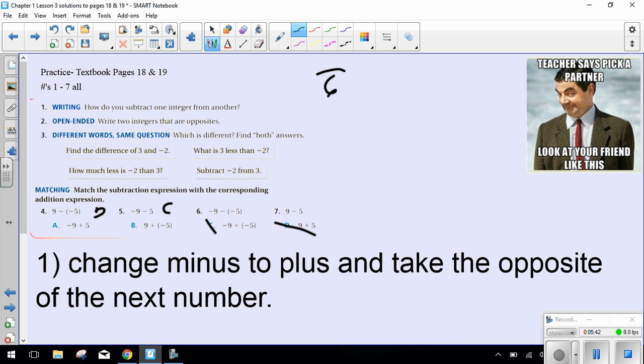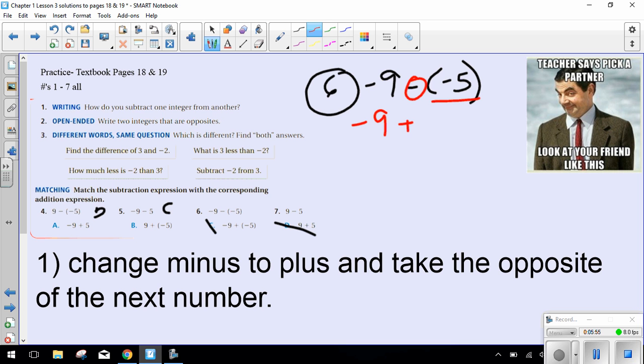Number 6, we have -9 minus -5. Again, we're just looking to rewrite it. So -9 add opposite. The opposite of -5 is 5. So which letter, A or B, says -9 plus 5? That would be letter A. And we'll cross that out.